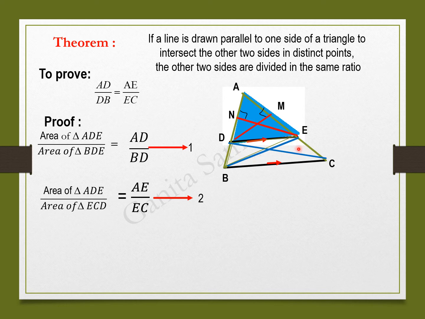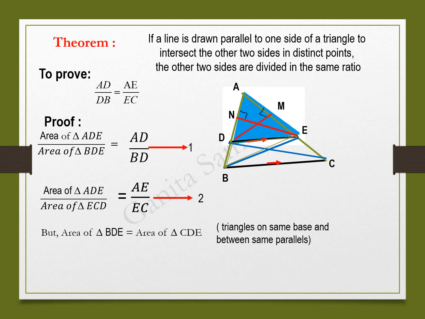Okay, so don't get confused. The triangle DEB and triangle DEC are two triangles standing on the same base and between the same parallels. So these two areas will be one and the same. That means what? Yes, we have area of triangle BDE equal to area of triangle CDE. That means when LHS is same, the RHS also becomes the same. So we have AD by BD equal to AE by EC.